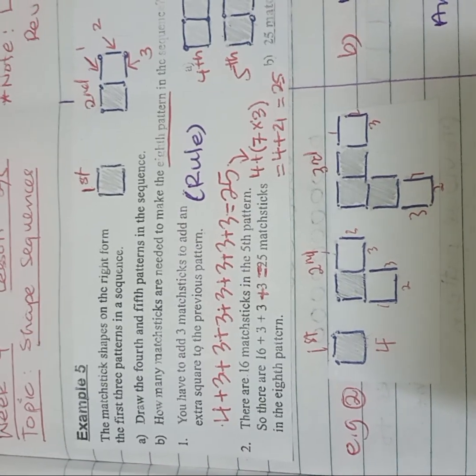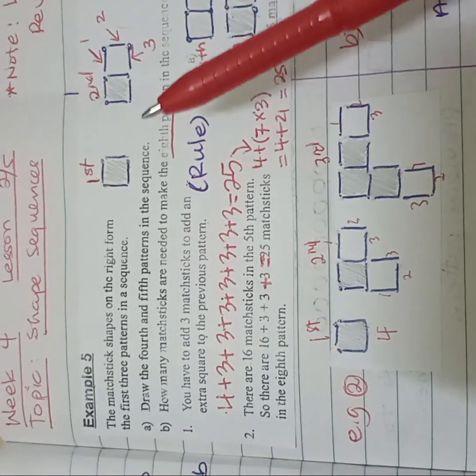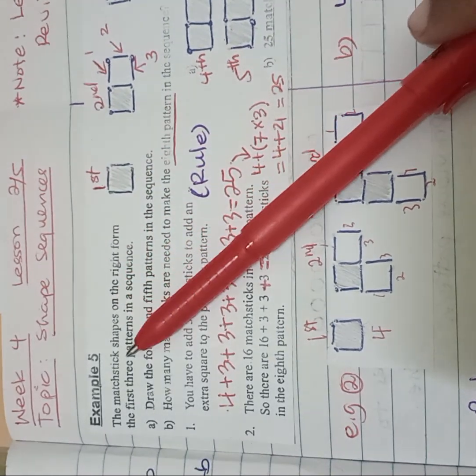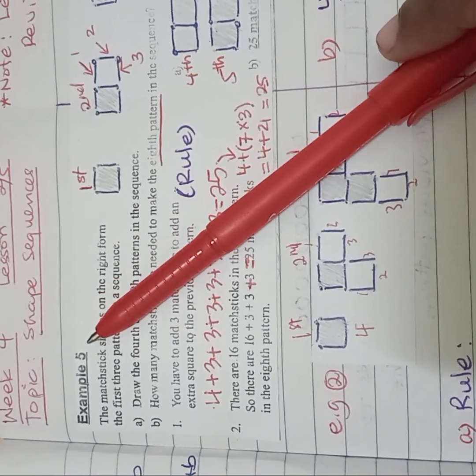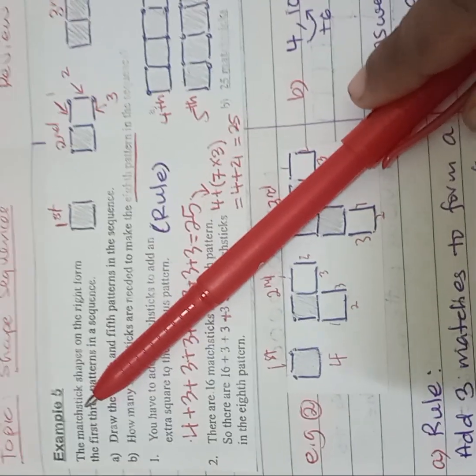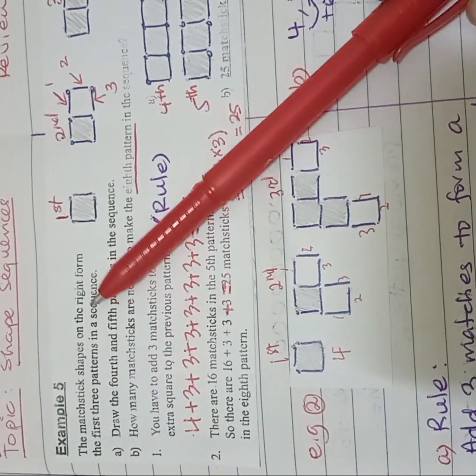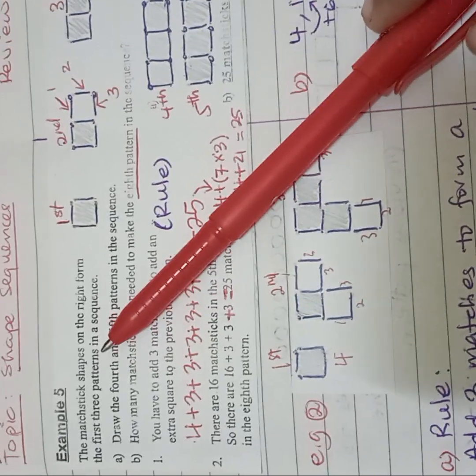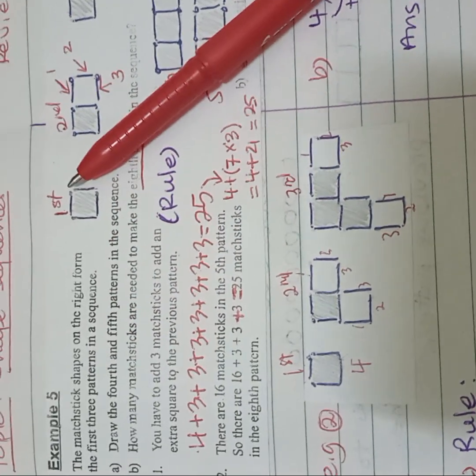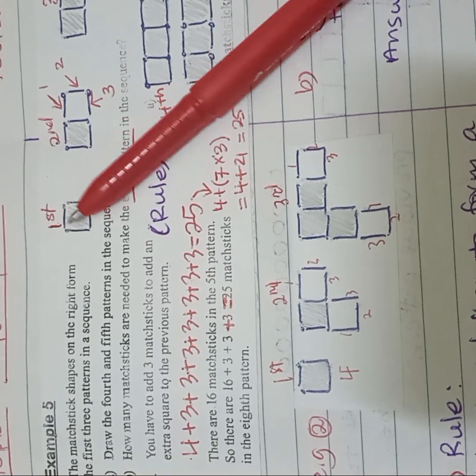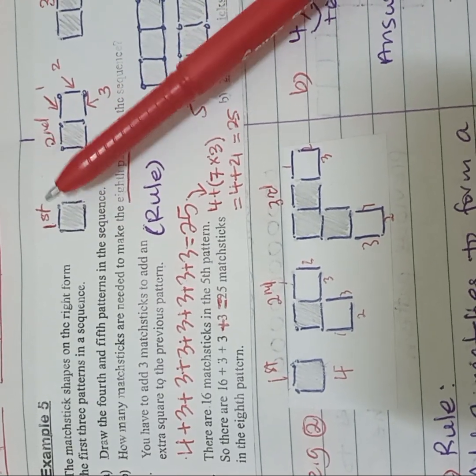Hello guys, so in this video we're going to talk about shape sequences. We'll use this example as the first one. It says here the matchstick shapes on the right form the first three patterns in a sequence. So here's the first one. It is made out of matchsticks.